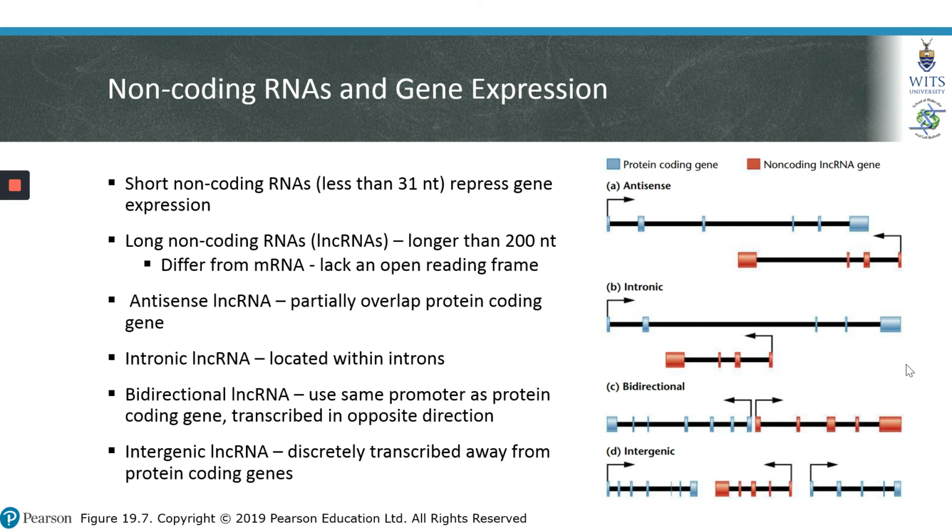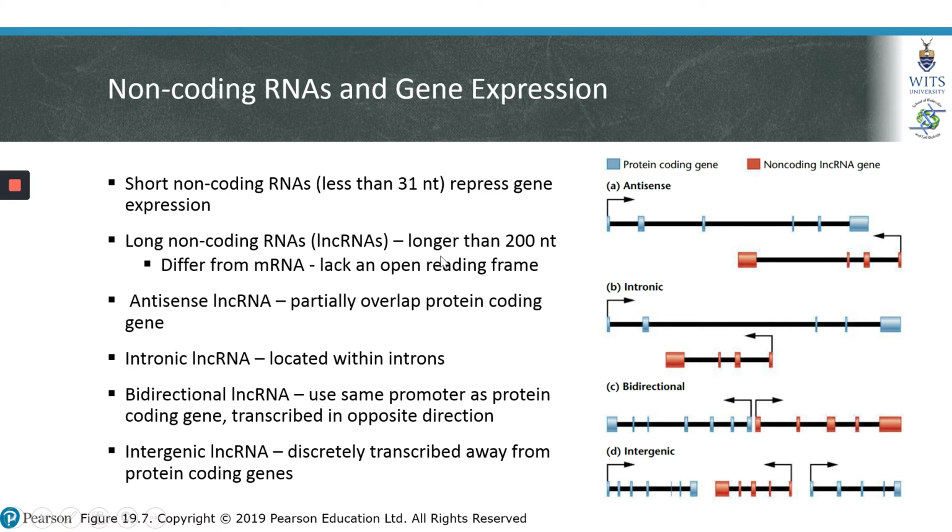Now that we've discussed DNA methylation and genomic imprinting, I'd like to move on to how non-coding RNAs play a role in regulating gene expression. Short non-coding RNAs are RNAs that are less than 31 nucleotides, and these have been shown to repress gene expression. The mechanisms by which short non-coding RNAs are involved in repressing gene expression will be discussed in further lectures. In the case of this lecture, I would like to discuss long non-coding RNAs, or LncRNAs.